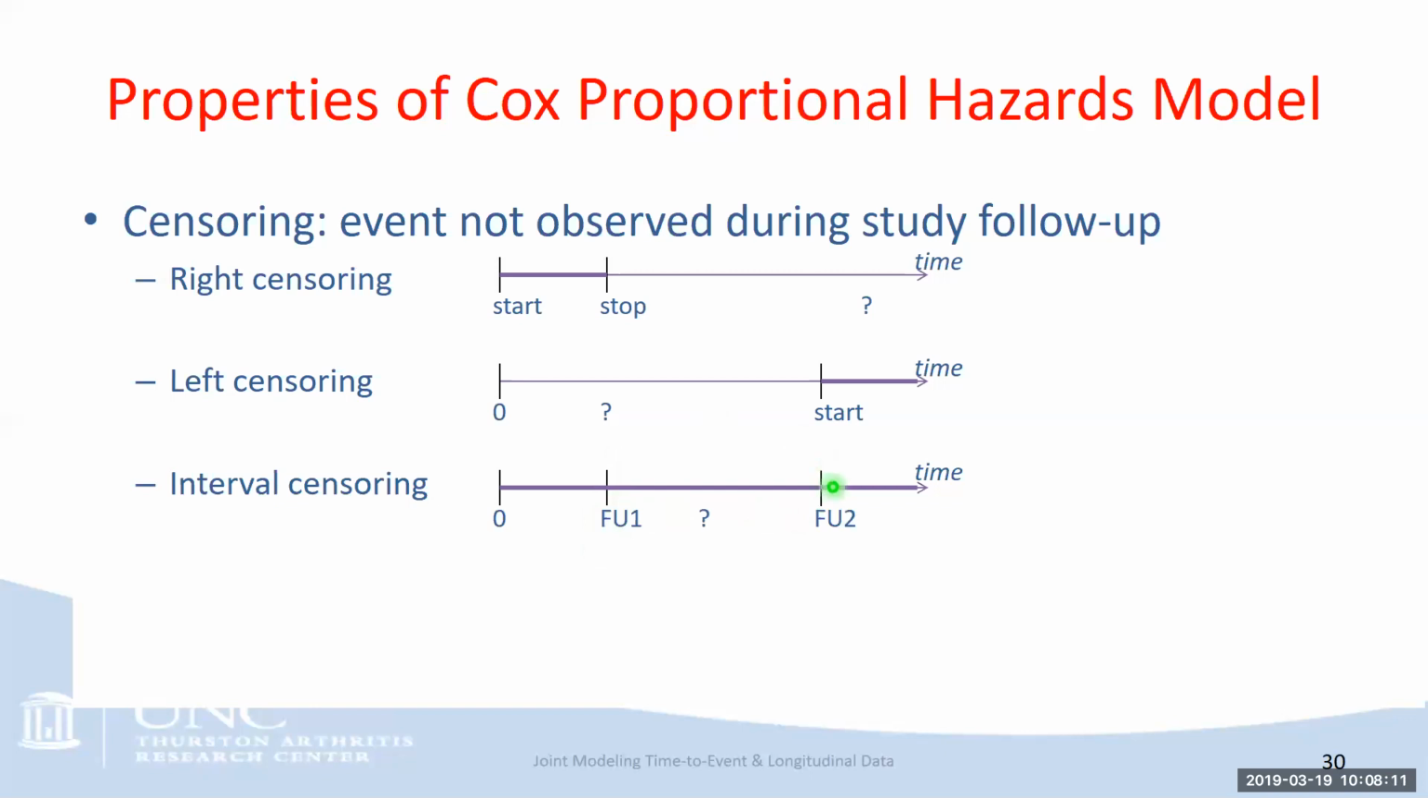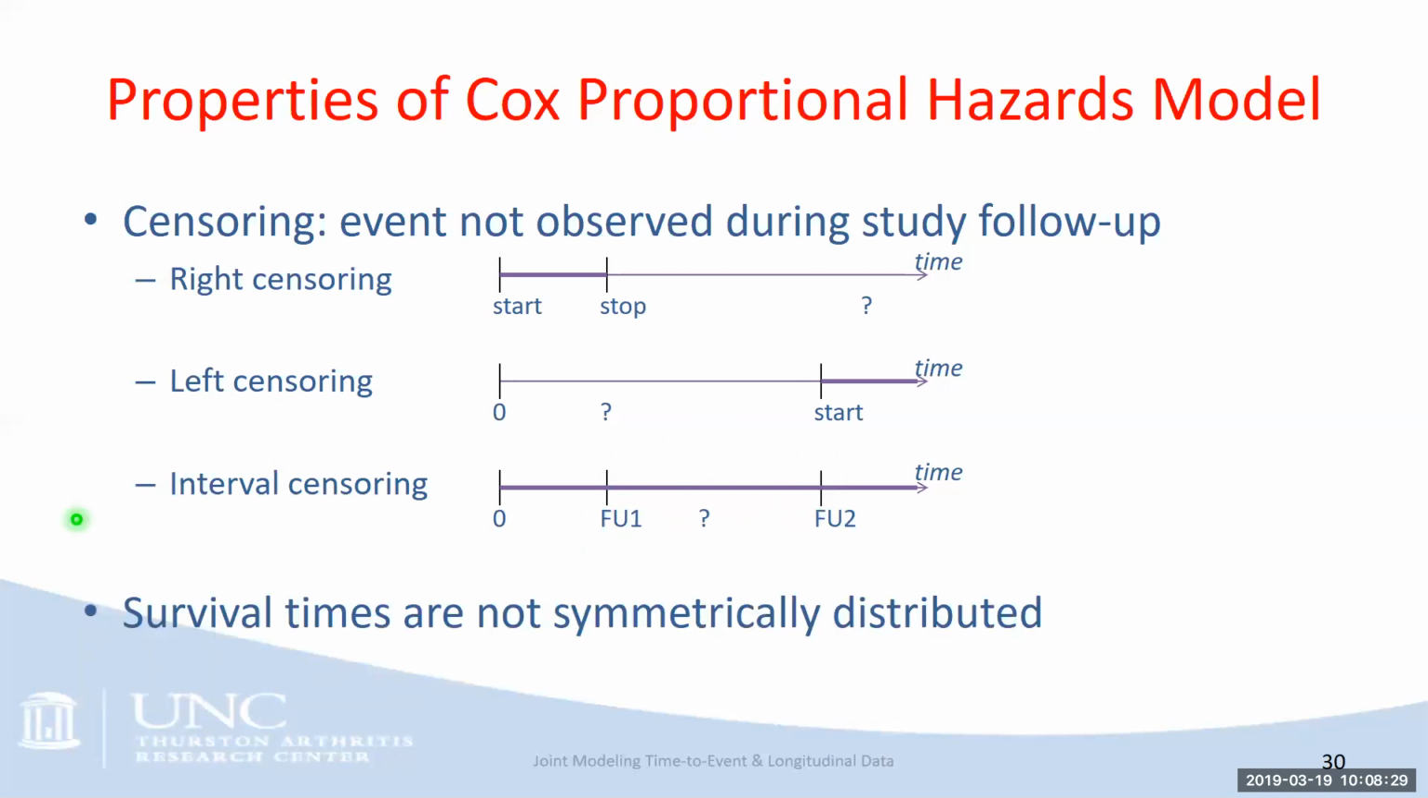And maybe this is not so important when your follow-ups are very close to each other, in months or in a few years, but if these follow-ups are very far apart, in 5, 8, 10 years, this is something to consider: that really these are interval-centered values. And just to remember as well, the survival times themselves are not symmetrically distributed, so they might look something very skewed like this. And it's important to handle that as well.